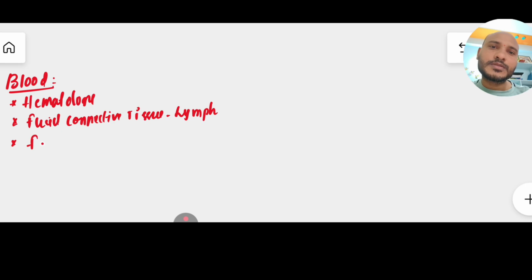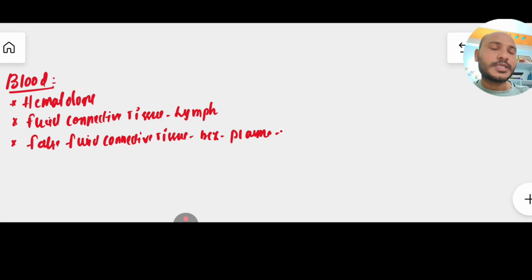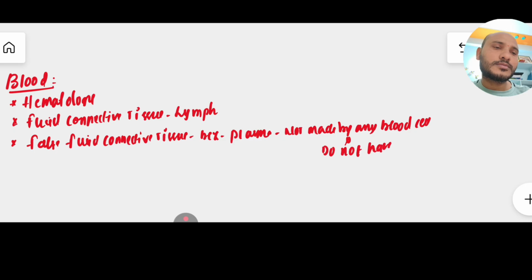Blood is a false fluid connective tissue, because the extracellular matrix of blood, that is plasma, is not made by any blood cells, and blood does not have fibers. Hence it is a false fluid connective tissue.